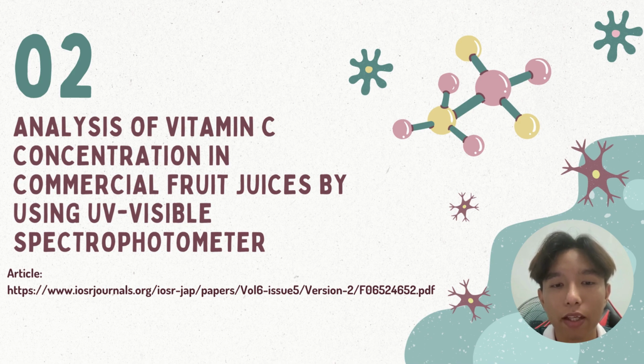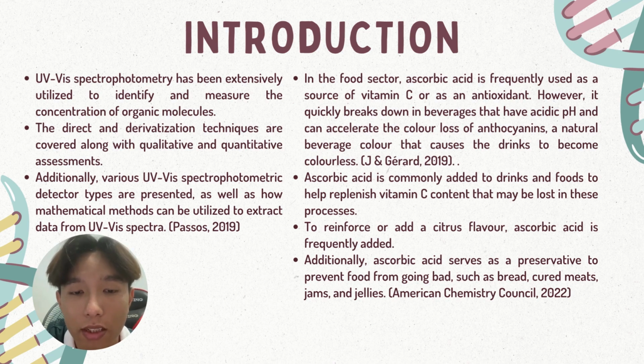My name is Arifam Azman, and now I will present about analysis of vitamin C concentration in commercial fruit juice by using UV visible spectrophotometer. Okay, for the introduction, UV visible spectrophotometry has been extensively utilized to identify and measure the concentration of organic molecules. The direct and derivatization techniques are covered along with qualitative and quantitative assessments. Additionally, various UV visible spectrophotometric detector types are presented, as well as how mathematical methods can be utilized to extract data from UV visible spectra.